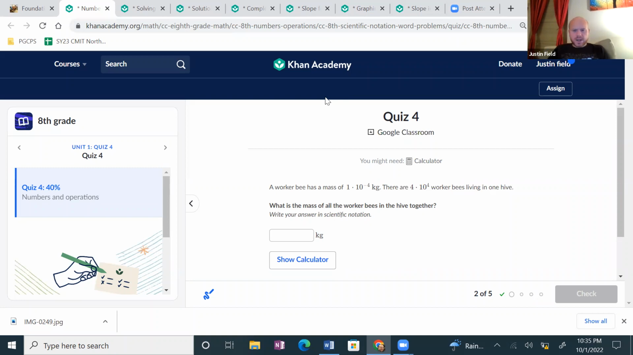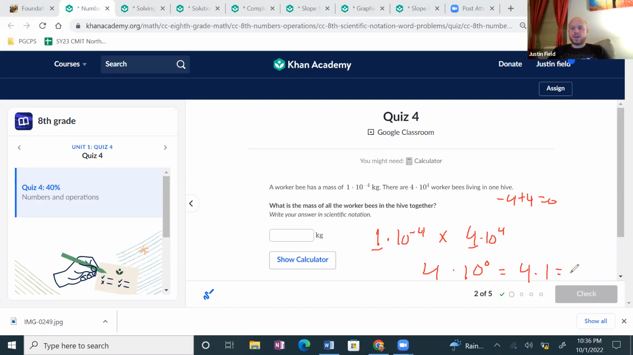So let's multiply. 1 times 10 to the negative 4 times 4 times 10 to the 4th. Okay, so when we multiply numbers in scientific notation, we multiply the whole numbers there. We add the exponents, which would be negative 4 plus 4 is 0. So 10 to the 0 power is 1.